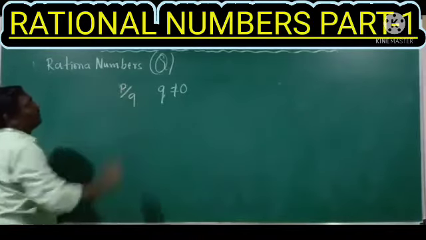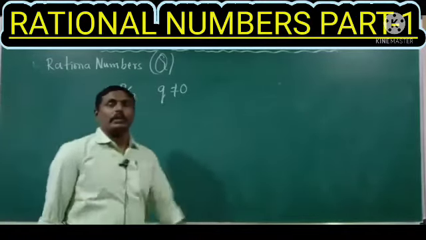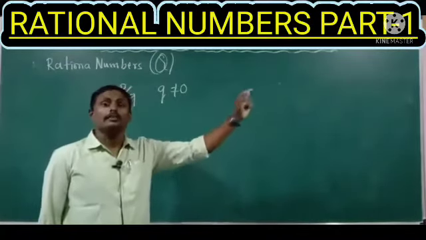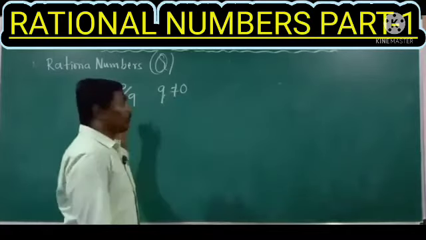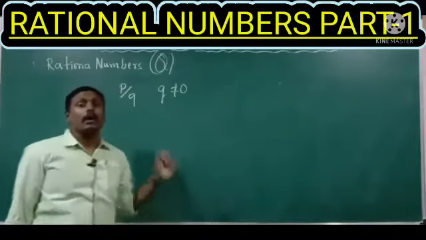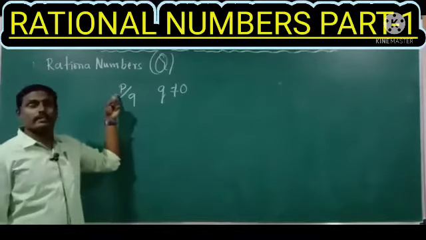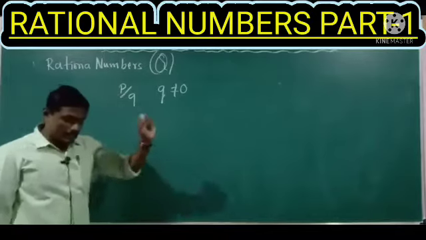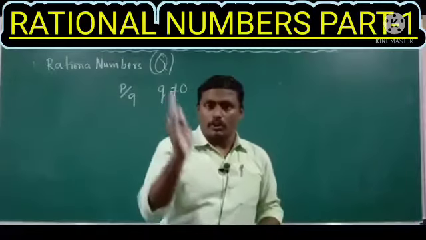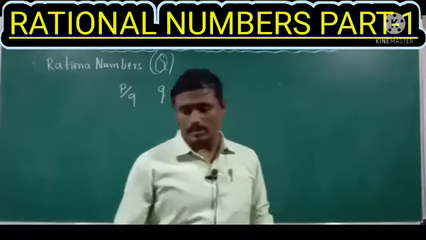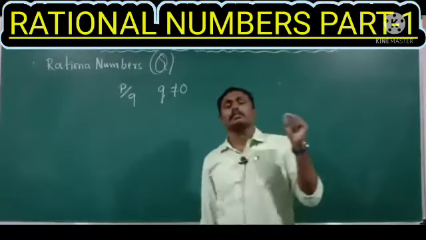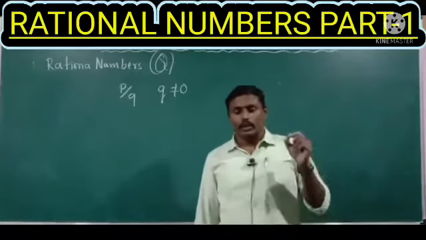Then what about the values of p and q? I am telling only about p. P may be positive or negative or 0 also. It means we can directly say p is an integer. P is a collection of the integers. It has positive values, negative values and 0 also. So every decimal number is also in the form of a rational number.